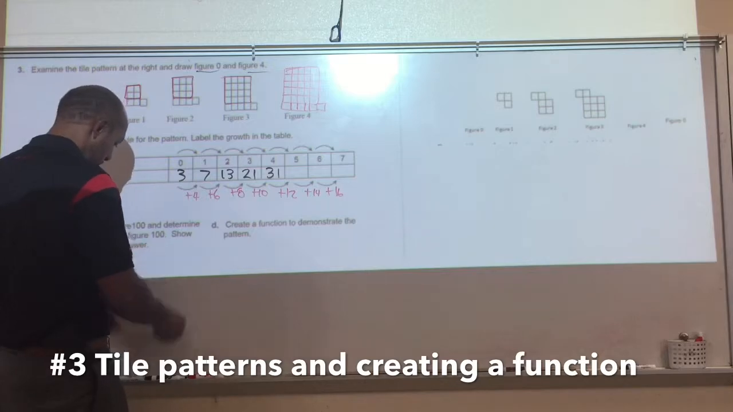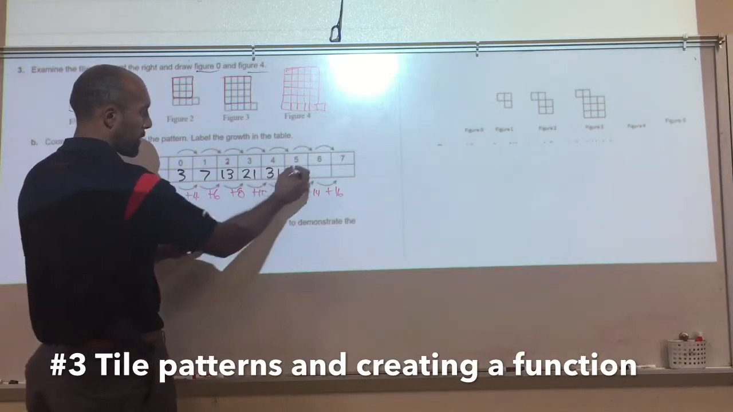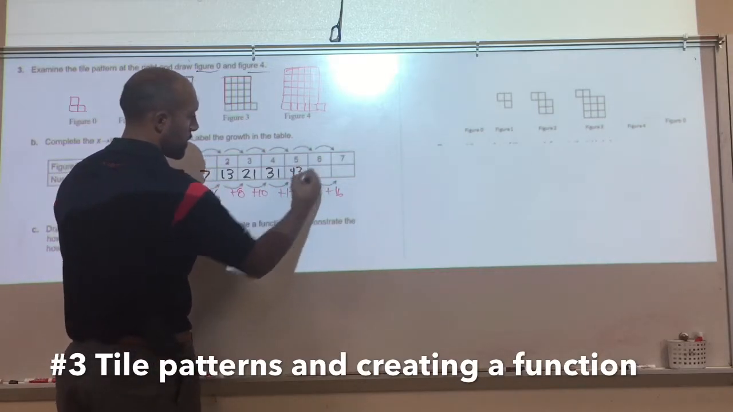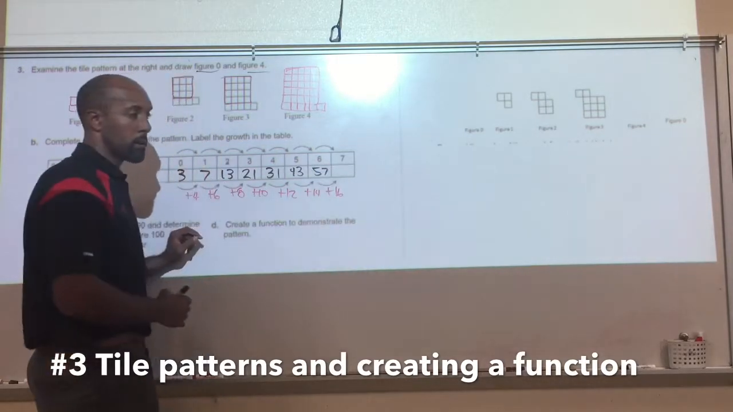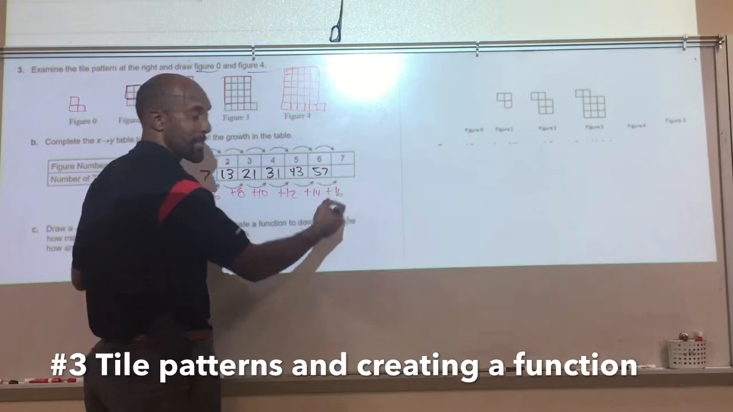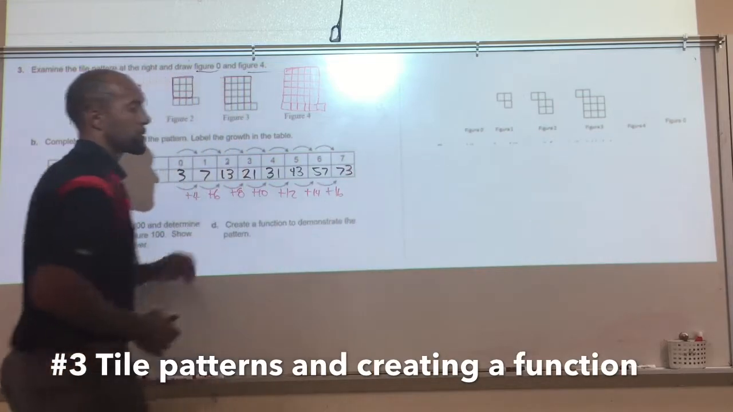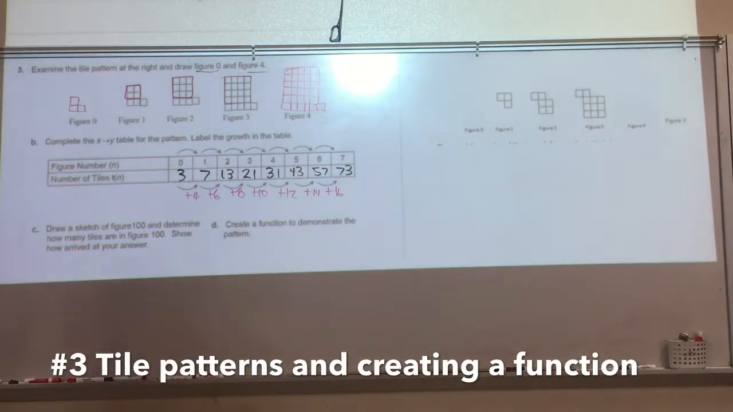So if we add 12 here, we get 43. Then we add 14, we get 57. And then the last one, if we add 16, we get 73 tiles. That's how we complete the table. But again, the next one asks us to draw a sketch of figure 100. So how do we figure that out?